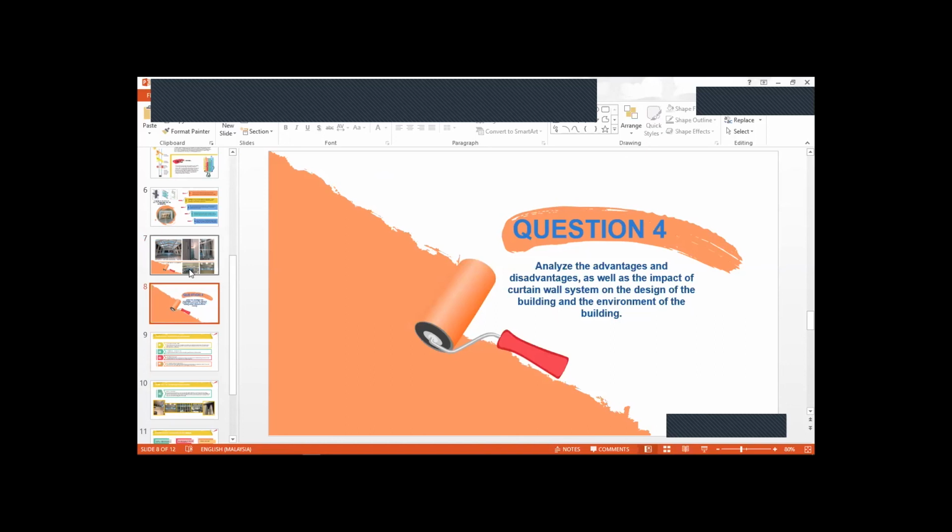Assalamualaikum. I will continue with question number 4, which is to analyze the advantages and disadvantages, as well as the impact of the curtain wall system on the design of the building and the environment of the building. Next slide.